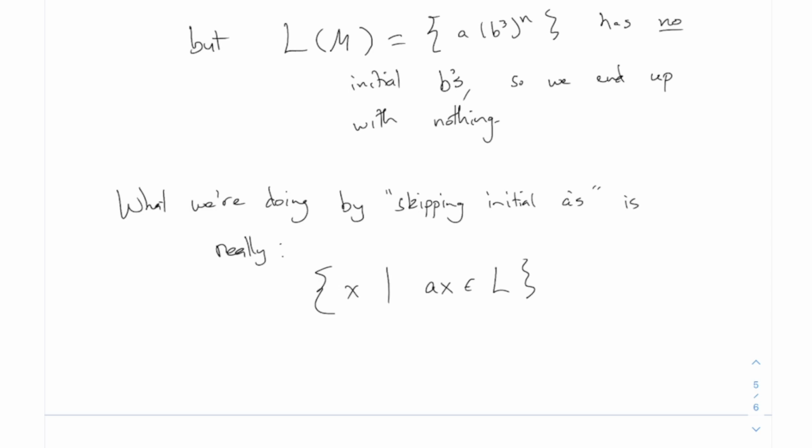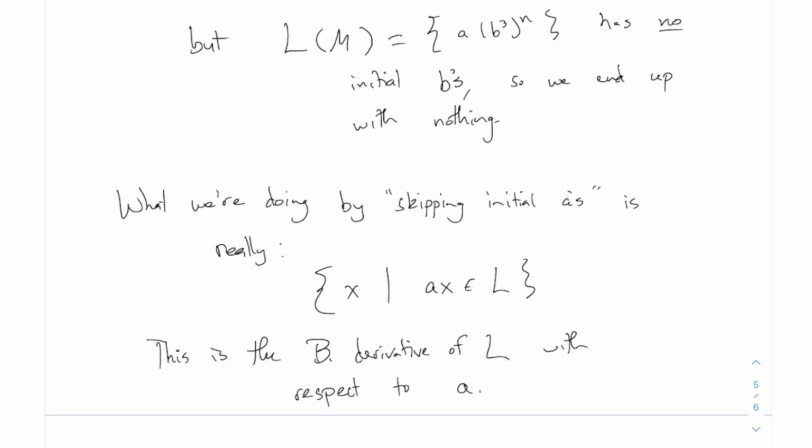Or you could do this with a B. You could take everything in the original language which started with a B, and you throw that B away, and you consider only what's left. This is the set that you get when you skip over all the initial A's, and you only consider what's left over after skipping an A at the beginning. And that set is called the derivative. This is the Brzozowski derivative of L with respect to A.